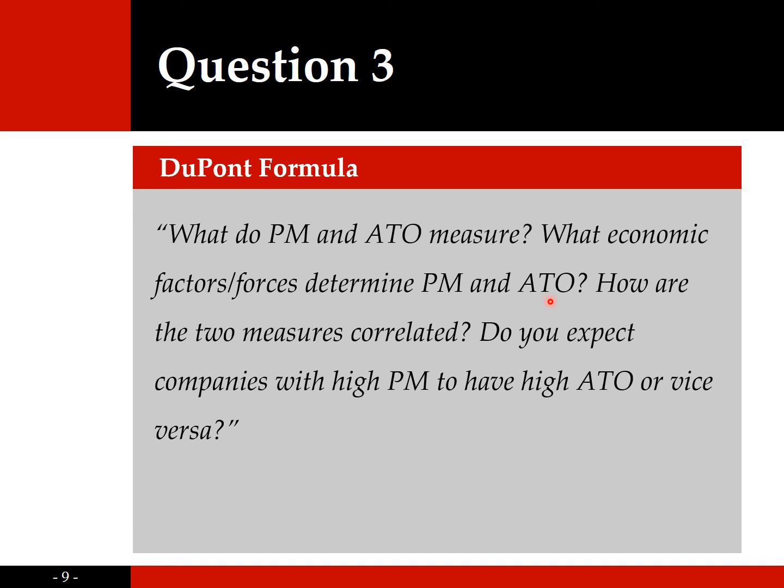Finally, after having discussed these two questions, I want you to explain how these two measures are correlated. In other words, do you expect companies with high profit margin to also have high asset turnover, or do you expect an opposite relationship?